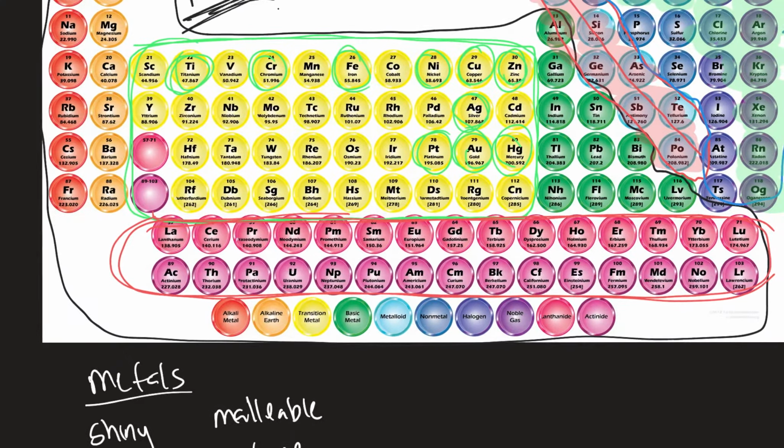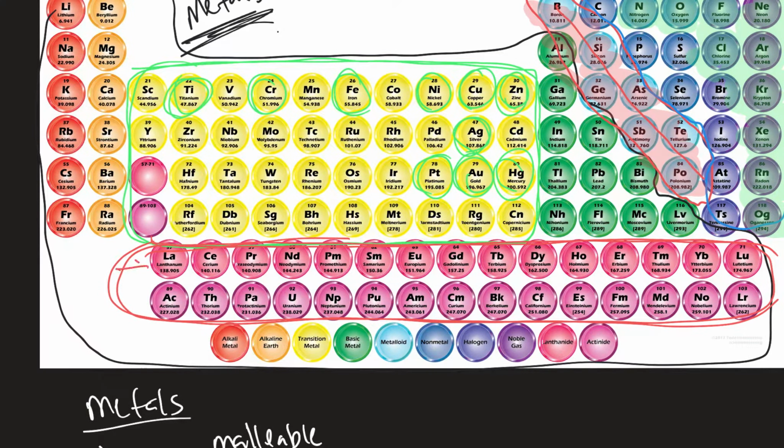In other words, you have the lanthanide series, which is the top row, and then you have the actinide series, which is the bottom row. But they act like all the other metals that we've discussed earlier.